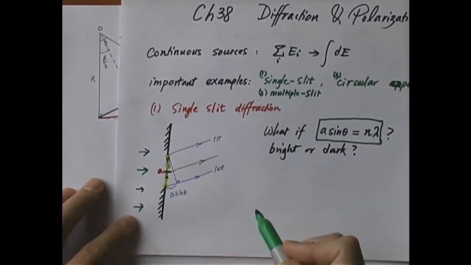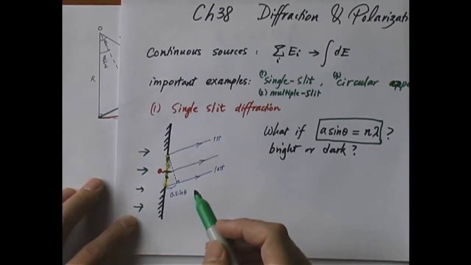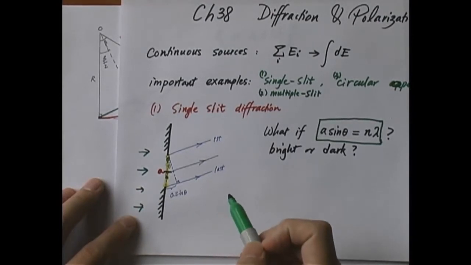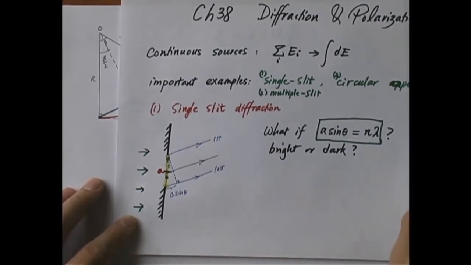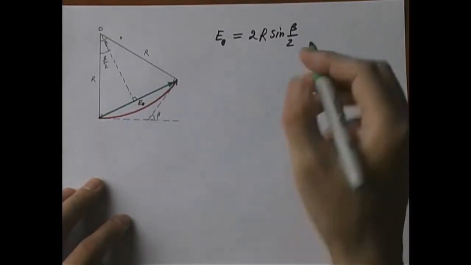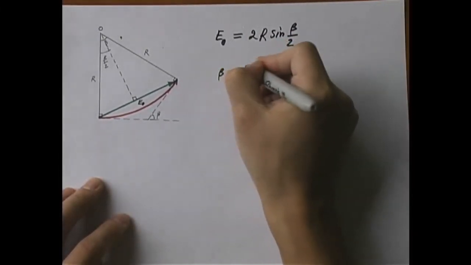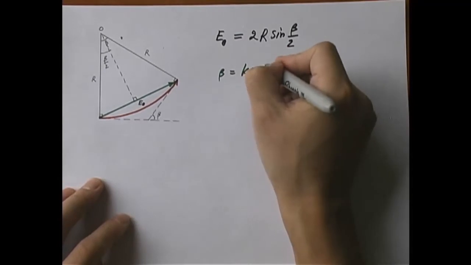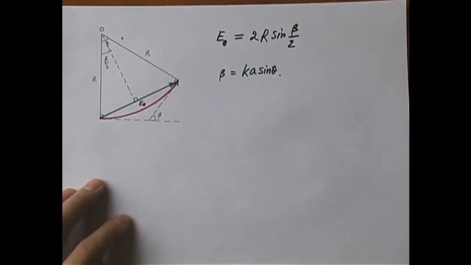Okay, what is that distance? A sine theta. So therefore, the phase angle difference would be k times a sine theta, right? K times a sine theta. So therefore, beta equals k a sine theta. That's beta right here. Okay, it's a function of the angle theta. That's what we're looking for. K is 2 pi over lambda, as you know. A is the width of the slit.